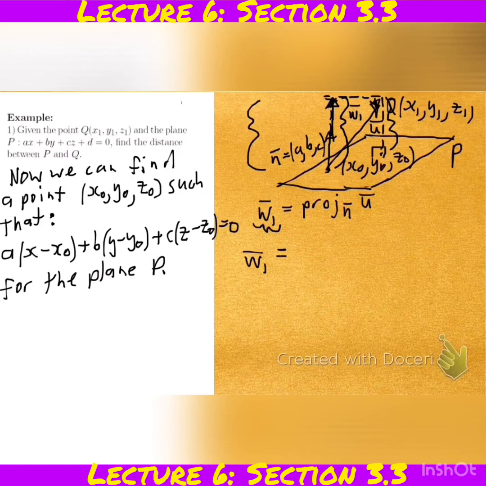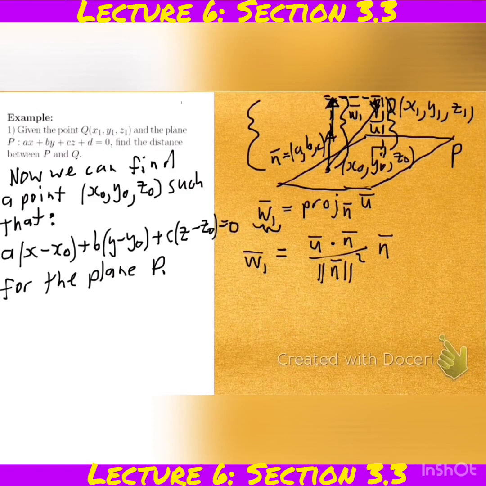All right, so what is that vector according to my previous knowledge? It is the vector U dot product with the vector n, divided by the norm of n squared, multiplied by the vector n. Okay.